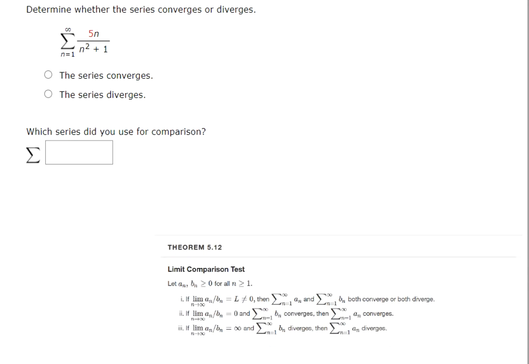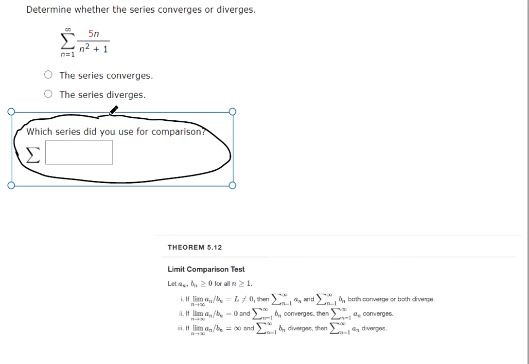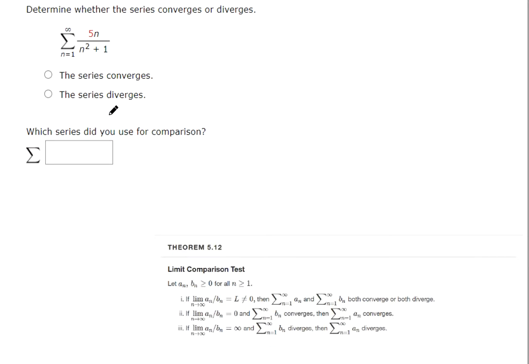I wanted to do a video on this problem specifically because of what WebAssign keeps asking here: what series did you use for comparison? I think there should be an infinite amount of different series that could work. It's looking for one specific one, but approaching this problem, we're supposed to determine whether it converges or diverges.